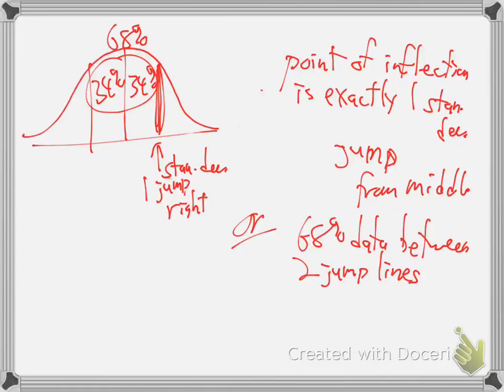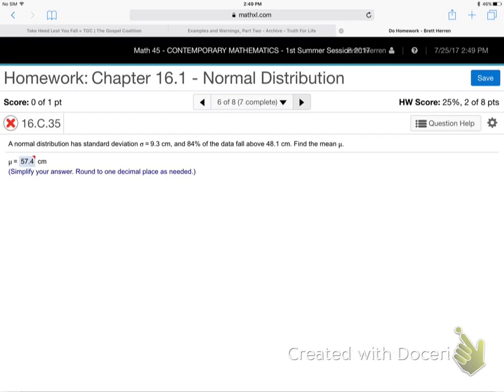This is about the normal curve, this bell curve. It's very, very useful in real life. All right, normal distribution. That means when you read that on the exam, normal distribution, you think bell curve. That's the normal way naturally occurring things are distributed. It has standard deviation. They give me the sigma, and they're saying 84% of the data falls above 48.1. Okay, so let me help with that.